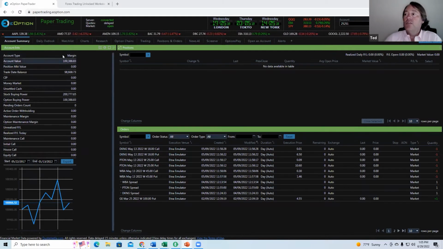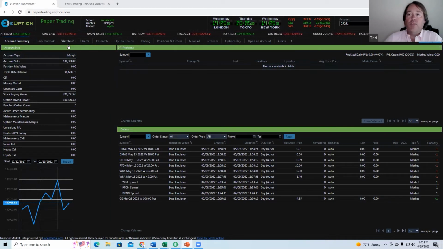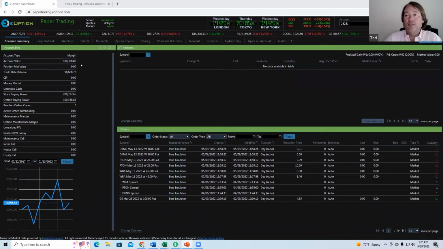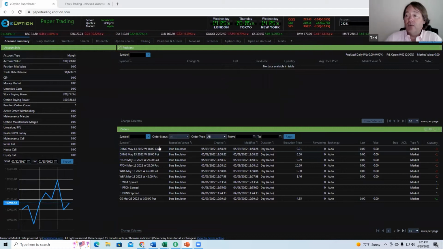Okay, so just real quick, you want to take a look at the trading platform. Right here, we have your account summary, so every day when you log in, it'll tell you what your account value is. Currently, there are no positions. You can see here, positions, symbol, there's no data available, because all the trades are gone. It does have orders here. These were all past orders from our past webinars.